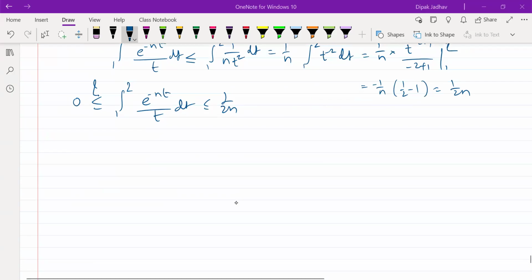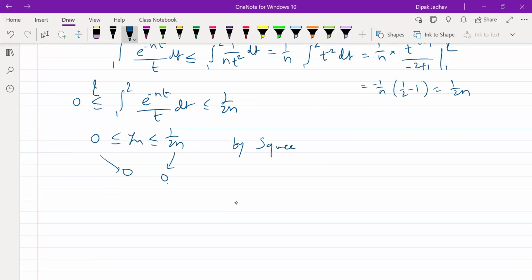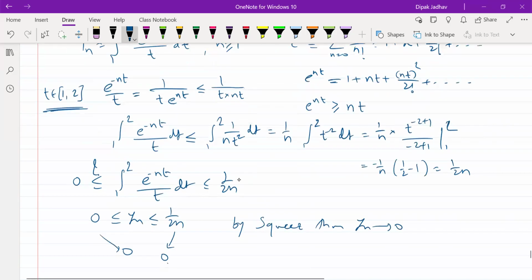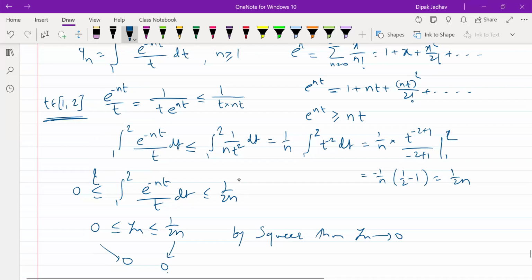So I have the inequality 0 less than or equal to yn less than or equal to 1 by 2n. And 1 by 2n goes to 0. Is it okay? So by the squeeze theorem, yn goes to 0. Is it okay for all of you?